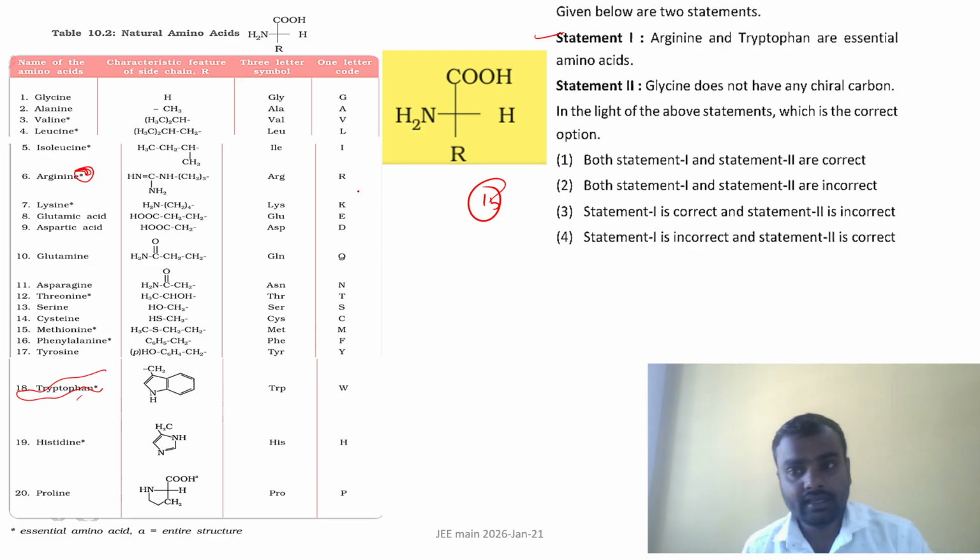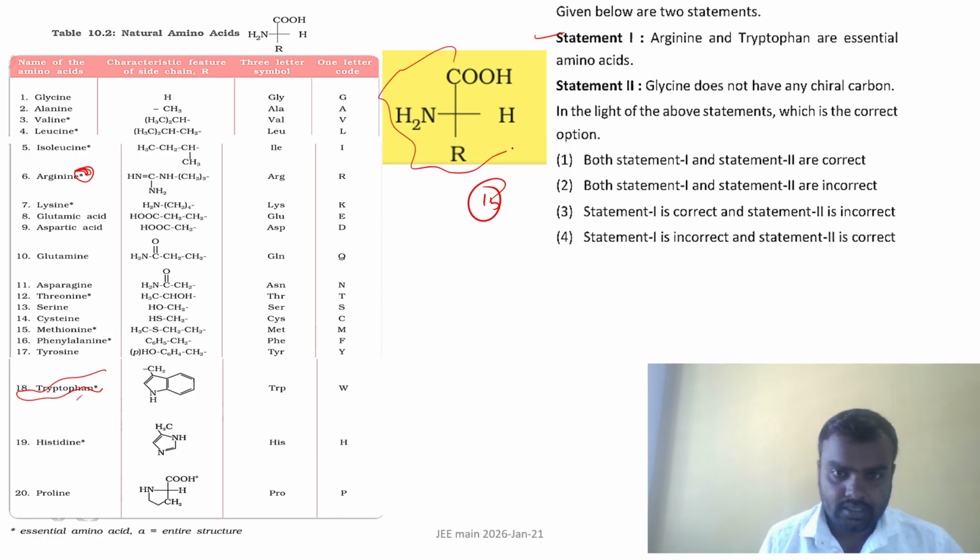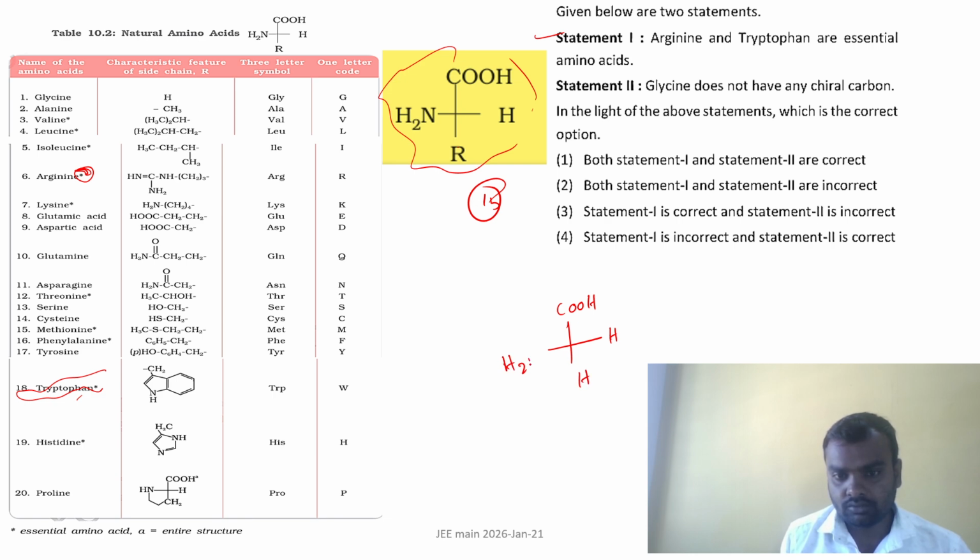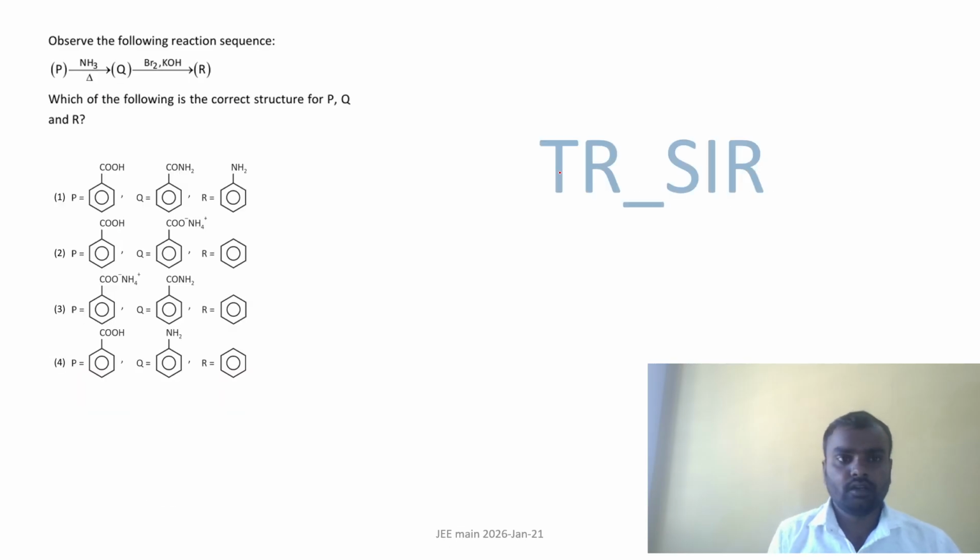Glycine does not have any chiral carbon. That is absolutely right. Why? This is the amino acid. In the glycine case, in place of R you have to substitute hydrogen. So keep hydrogen here, and H2N here. This is not a chiral carbon, right? So no chiral carbon is present. That means statement 2 is also right. So option A is the right answer.